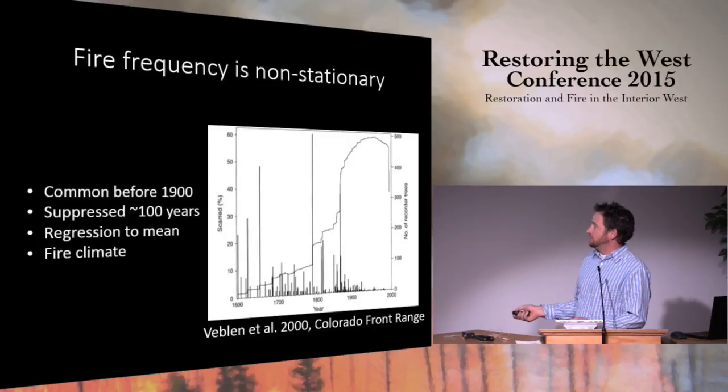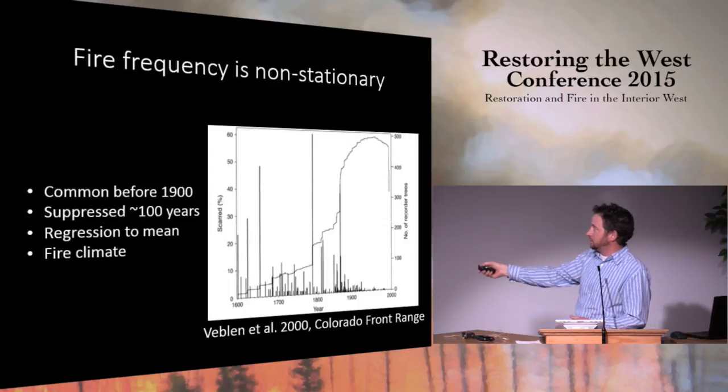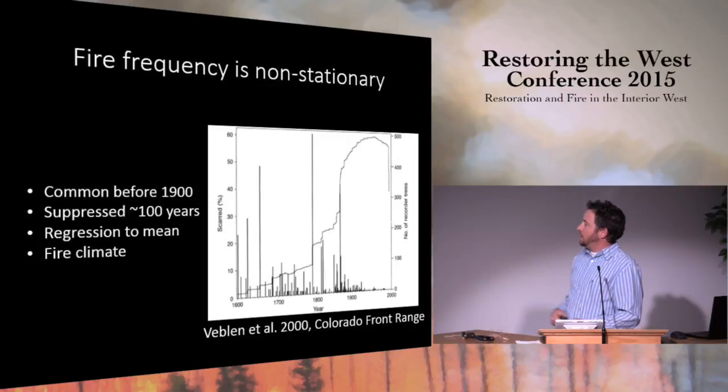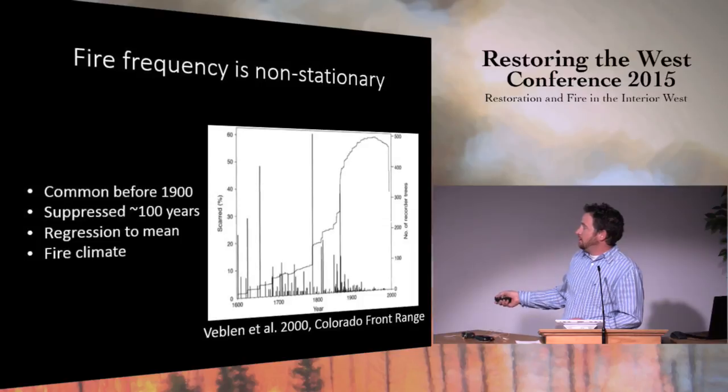This is a study by Veblen and others on the Colorado Front Range that was examining the frequency of forest fire in the historic past, as well as in prehistory. So on the x-axis you have the year going all the way back to 1600. This is a cumulative distribution function of how many trees they had, which we won't worry about right now. But what this plot demonstrates to us is that before about 1900, fires occurred a lot more regularly in this area. It's mostly ponderosa dominated.